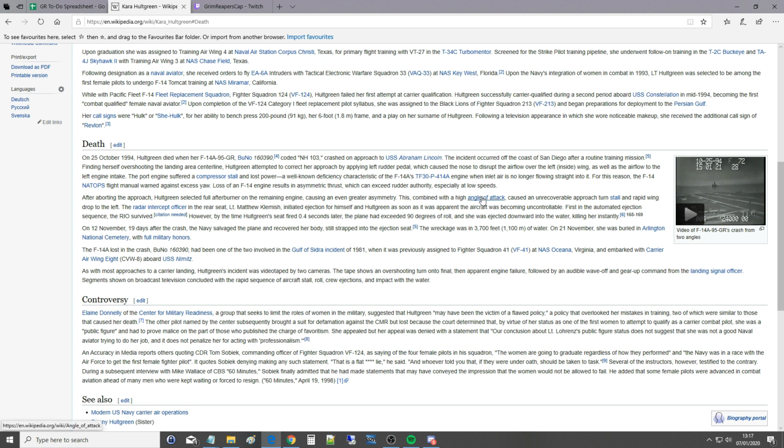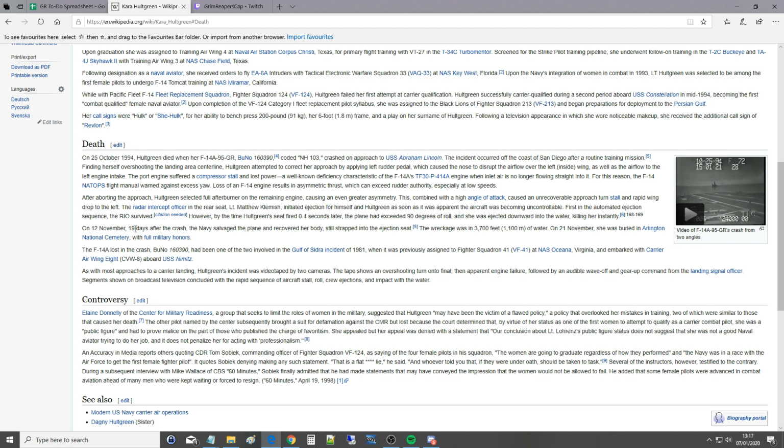This, combined with a high angle of attack, caused an unrecoverable approach turn stall and rapid wing drop to the left. The RIO in the rear seat, Lieutenant Clemish, initiated ejection for himself and Hultgreen as soon as it was apparent the aircraft was becoming uncontrollable. Oh, so you are in control of the ejection seat then, RIO. First, in the automated ejection sequence, the RIO survived. However, by the time Hultgreen's seat fired, 0.4 seconds later, the plane exceeded 90 degrees of roll and she was ejected down into the water, killed instantly.